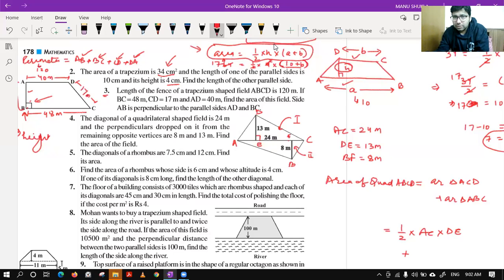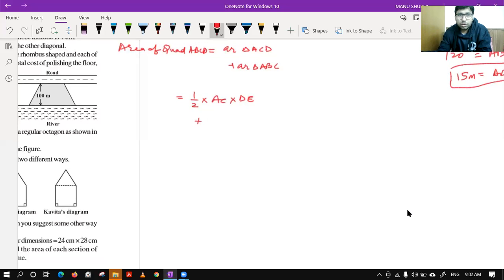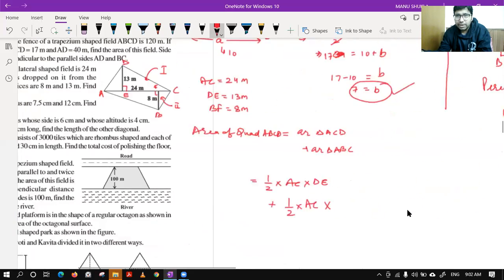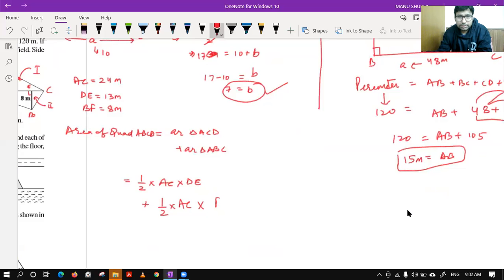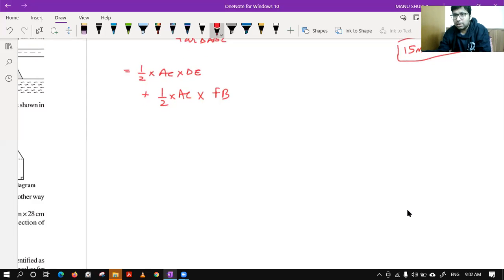The reason is because perpendicular lying on whichever side, that side will be known as base. Okay, so we have plus half. Again the base is AC, and the height is BF, or you can say FB. Fine. Now we have got the statement. Now we'll put the values and get the answer.